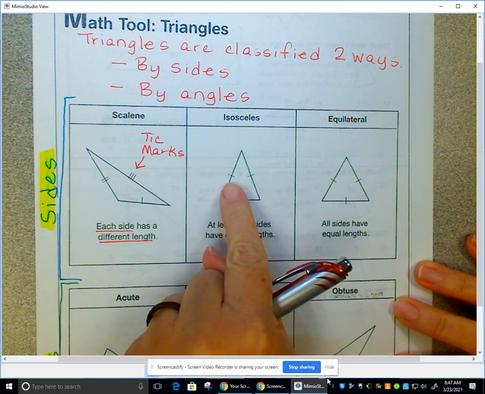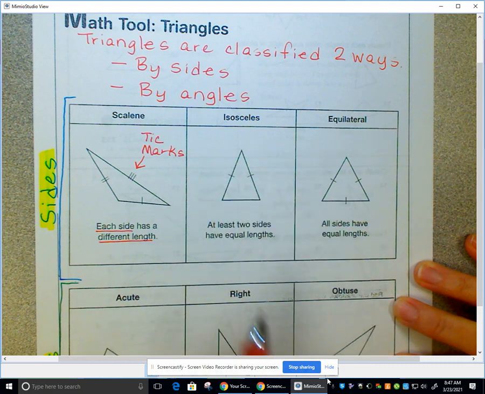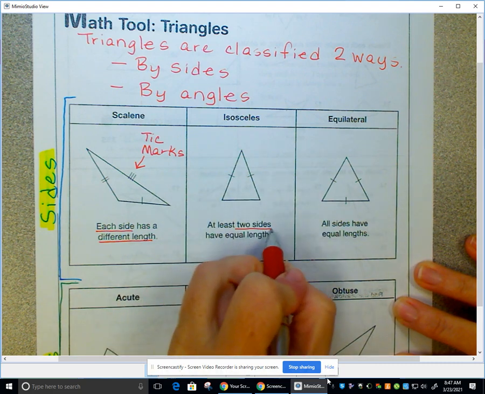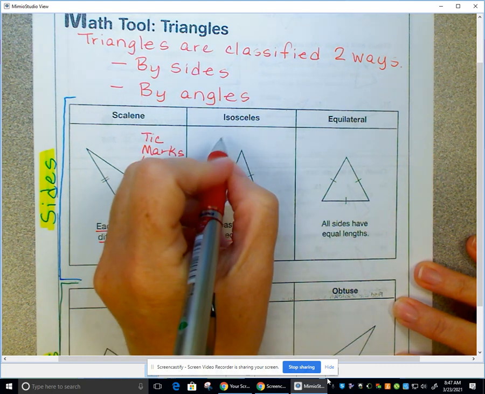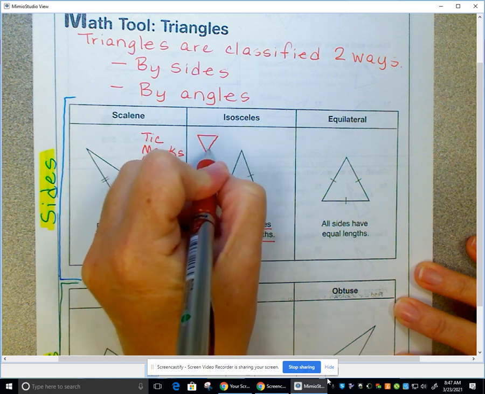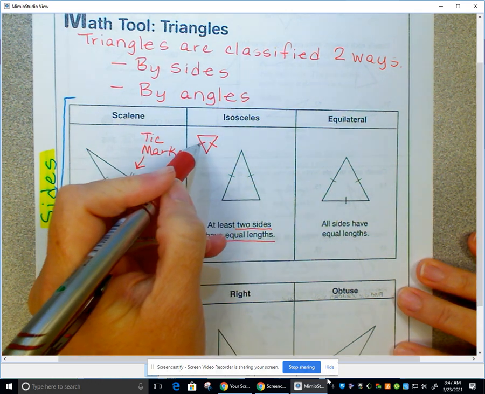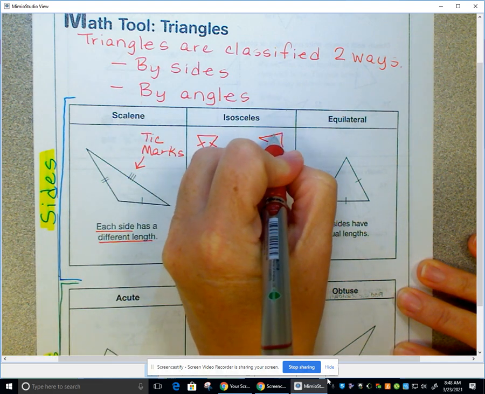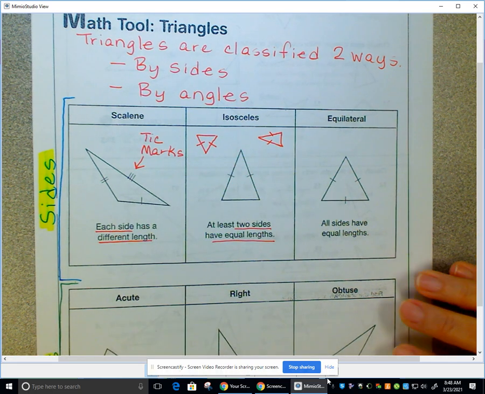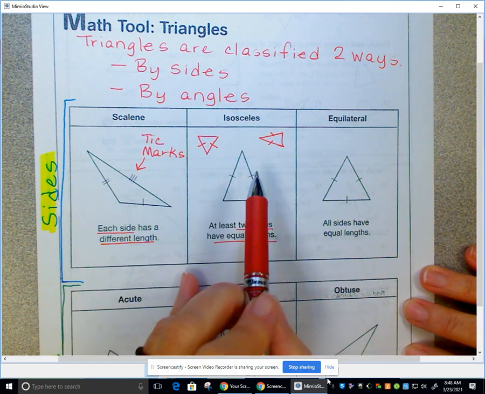And isosceles, notice it's got 1 tick mark, 1 tick mark. That means that these sides are equal. So 2 sides have equal lengths. That's isosceles. Now you might see the isosceles drawn upside down. That would still be an isosceles as long as 2 sides are equal. I can do it like this, sideways. Not really straight, but anyway, that would also be isosceles. When I think of isosceles, I think of Hercules. Each side, he's got his muscles.